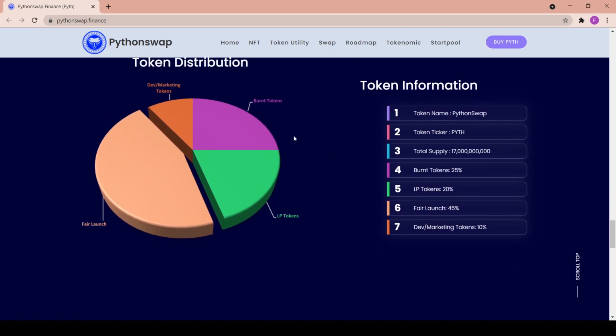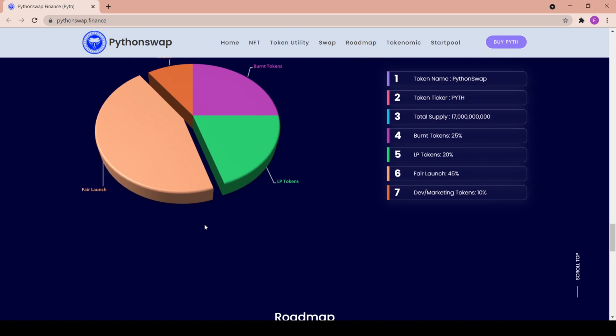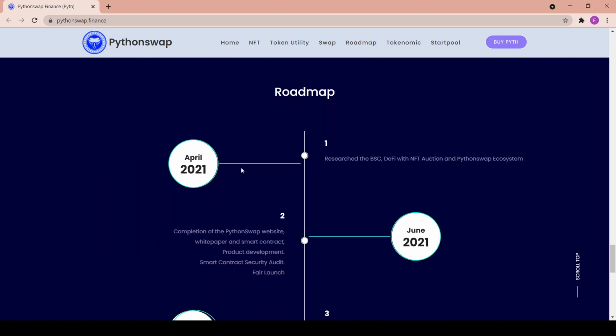We can see the split in here, and of course the fair launch is the biggest chunk. We have also the LP tokens and the burn tokens, which are around the same, and of course the dev slash marketing tokens being the smallest part.